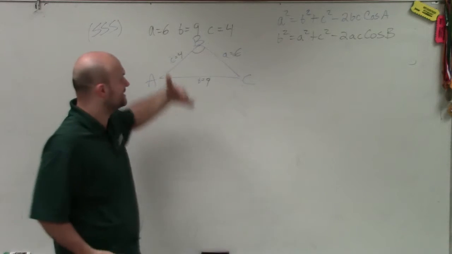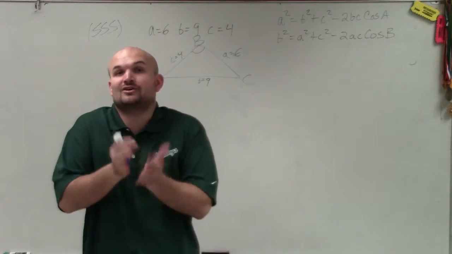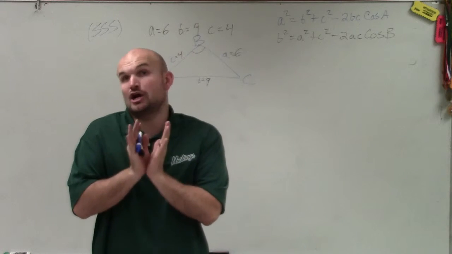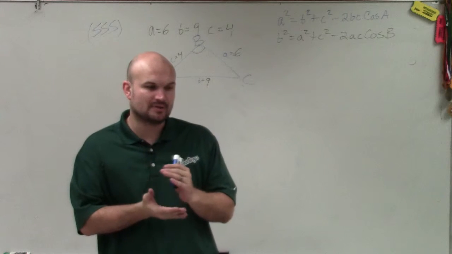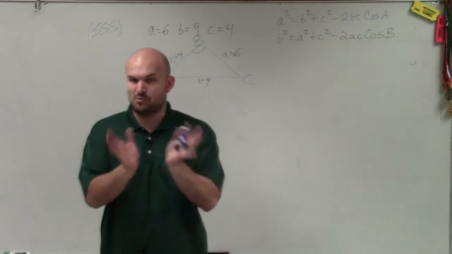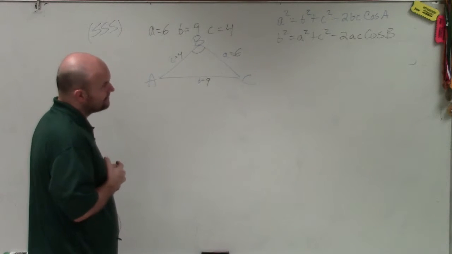But the main important thing, I think, especially when you're given side, side, side, is to create a triangle so you can see which angle is going to be your largest angle. Because again, what we want to do is avoid having our ambiguous case. We want to find that obtuse angle first.